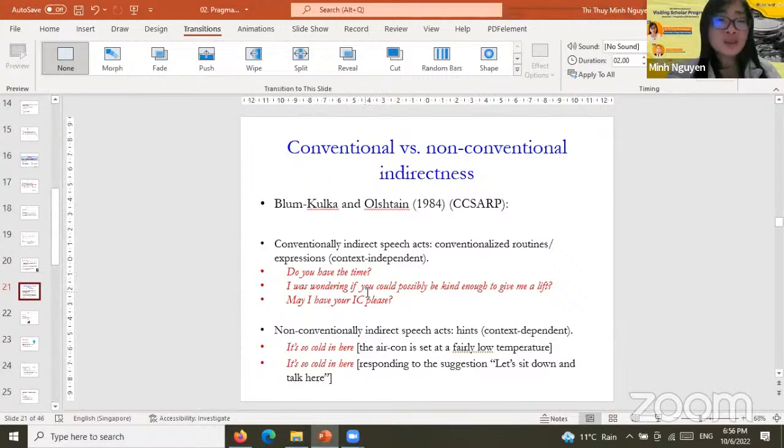Or, I was wondering if you could possibly be kind enough to give me a lift, is a request. Every competent English speaker understands the intention. May I have your IC, please? This is another request. So these are examples of conventional indirect speech acts where there is still a mismatch between form and function. For example, we use a question in order to make a request.